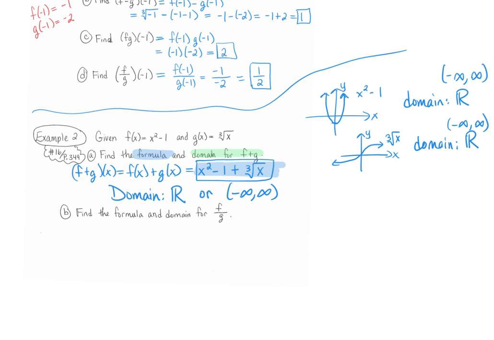Okay, good. So now let's find the formula and domain for f over g. Tell me what the formula is going to be for f over g of x. x squared minus 1 over the cube root of x. You got it. Good. That's it. So this is our formula. That's our formula. And then the question is going to be, what is our domain here?